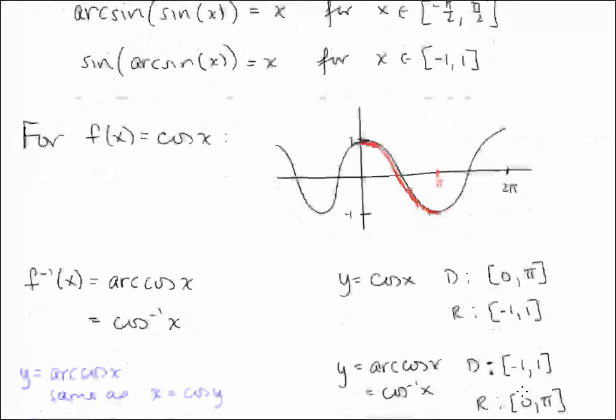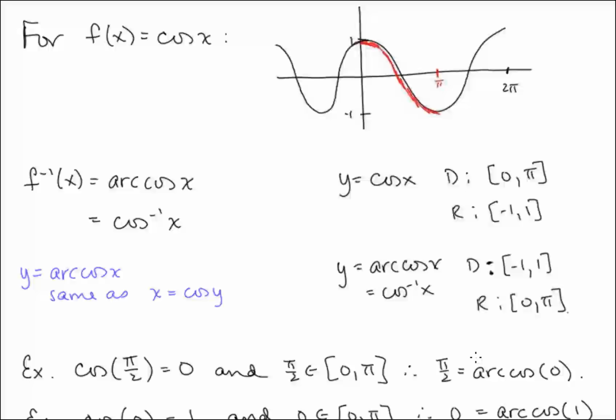Now let's take a look at f of x equals cosine x. Again, we're looking for an interval of x values over which the cosine function achieves all of its y values. So we're going to take the interval from 0 to pi. We can see that on that interval, the cosine function achieves all of its y values and each only once. So we restrict the domain for y equals cosine x to be from 0 to pi, and then its range is going to be from negative 1 to 1.